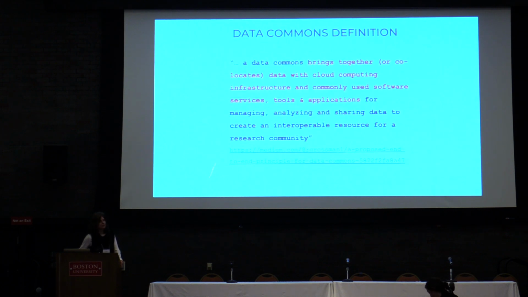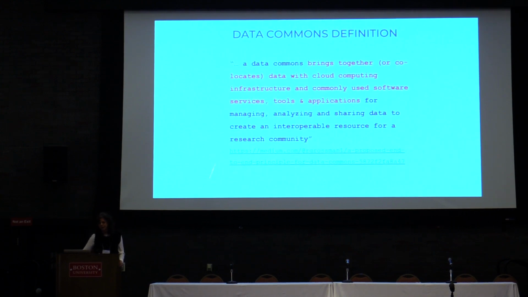Let me give you a definition by Robert Grossman from the University of Chicago, who is one of the co-PIs in the NIH Data Commons, where I was also a co-PI, and we worked together on that. A data commons, as he defines it, brings together or collocates data with cloud computing infrastructure and commonly used software services, tools, and applications for managing, analyzing, and sharing data to create an interoperable resource for a research community.